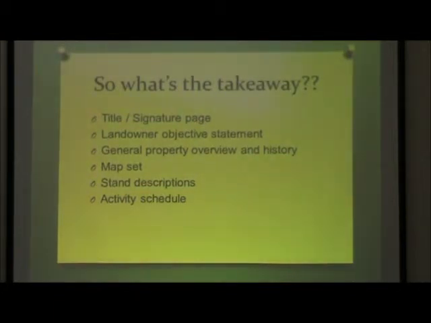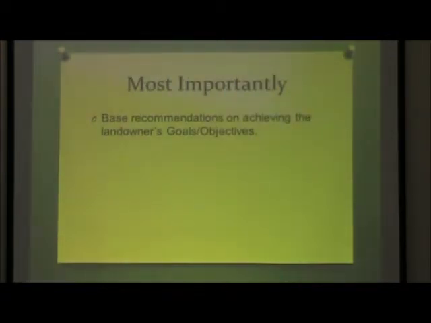Basically, what we're looking at is that you would have a title page, landowner objectives, general property overview and history, the map sets, stand descriptions, and activity schedules. So in a place like Champlin, you might say, well, we're concerned about insect and disease problems, so this would be our contingency plan. Or we have a very healthy stand, so we might want to start doing some forest improvement in it. And then someone else can dictate that we're going to do things differently with it. But the base recommendation is all based on the landowner's goals and objectives.